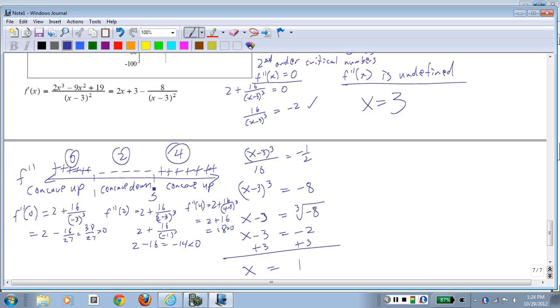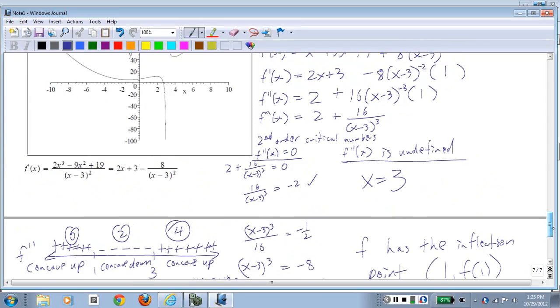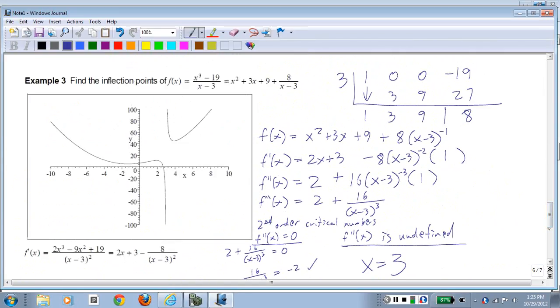The concavity does change at 1. The function is continuous at 1. So f has an inflection point, the point (1, f(1)). So we have to go back to the original function and figure out what f of 1 is. 1 cubed minus 19 over 1 minus 3.